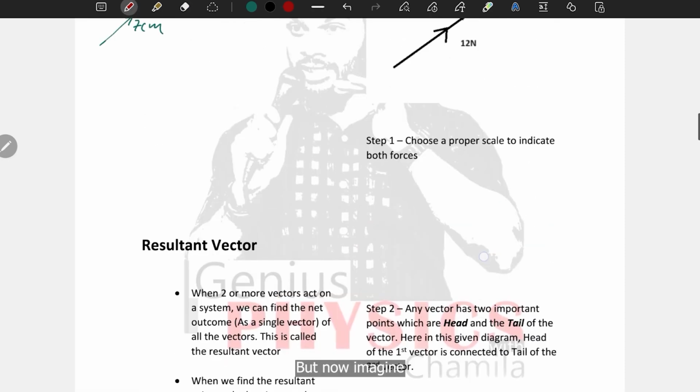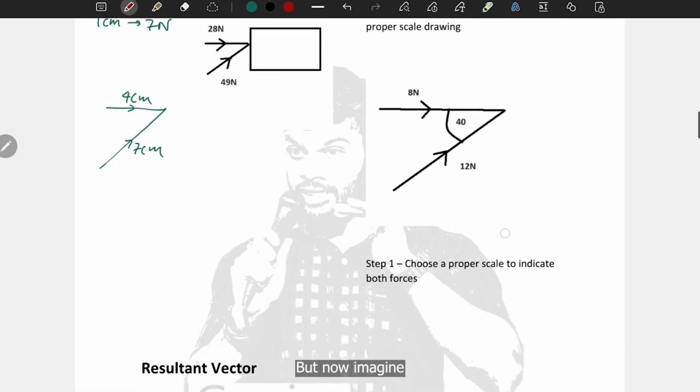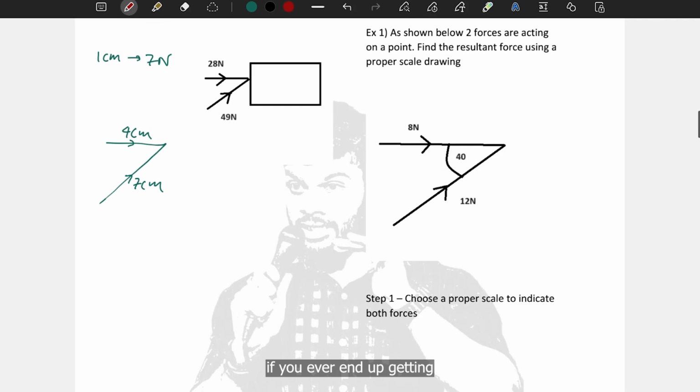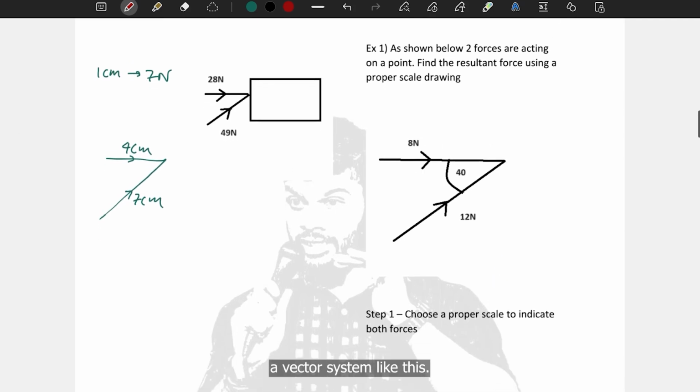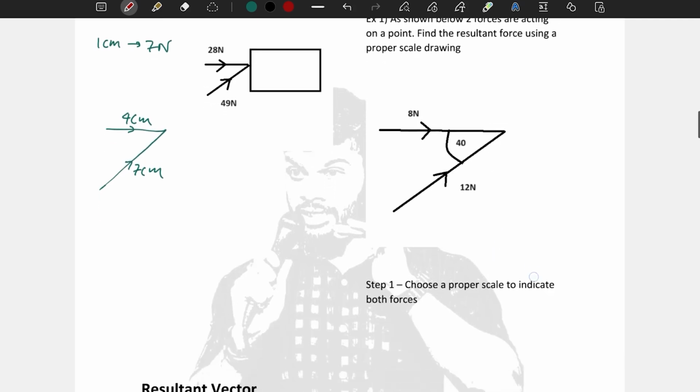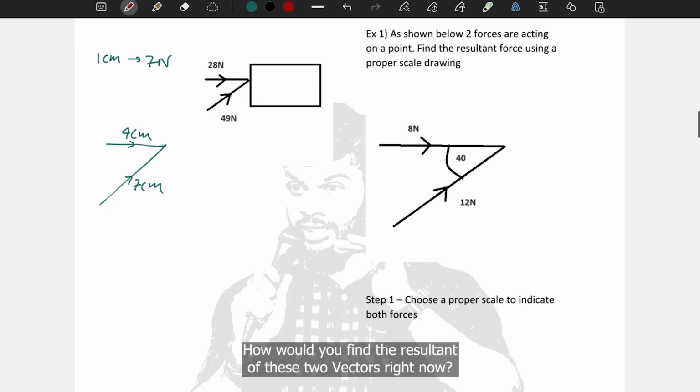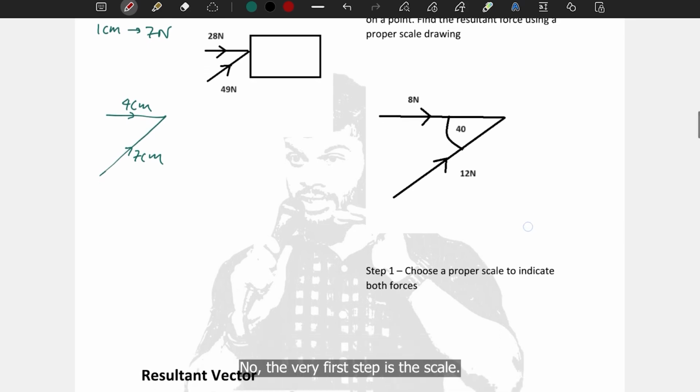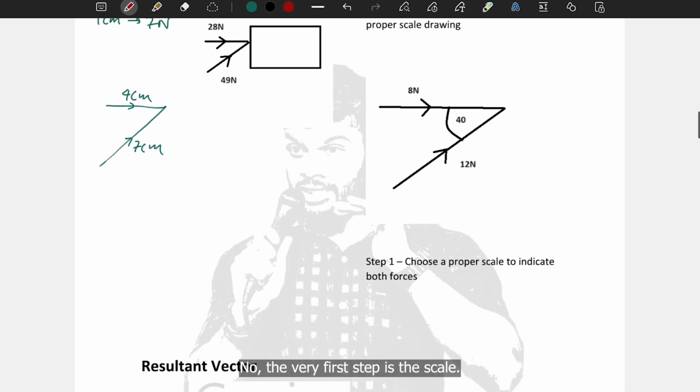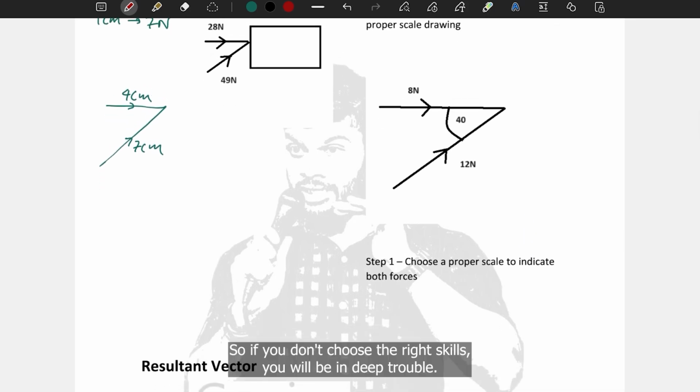But now imagine if you ever end up getting a vector system like this, how would you find the resultant of these two vectors? Right, now this is what I'm going to explain now. Very first step is the scale. So if you don't choose the right scale, you will be in deep trouble.